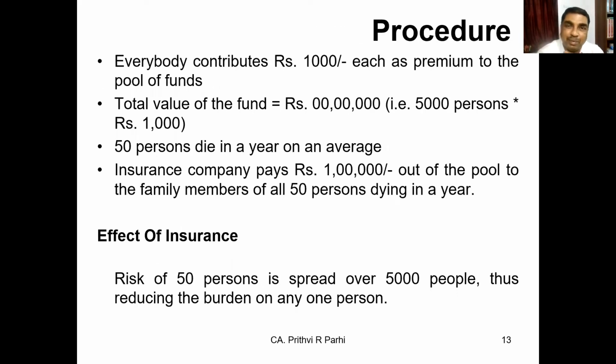Here what happens? Everybody contributes 1,000 rupees. Say the fund value becomes 50 lakh rupees. 50 people die, each gets 1 lakh. So they get 50 lakh rupees. So the risk of 50 deaths is spread among 5,000 people. Therefore, the risk burden is reduced. Per person, risk is reduced.